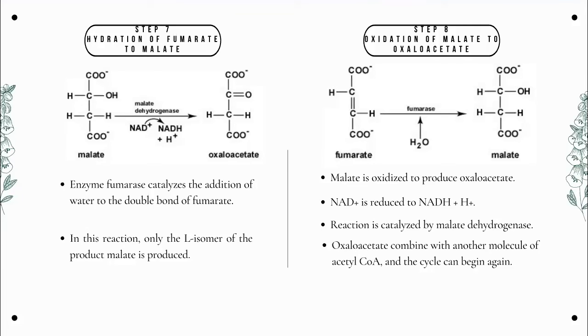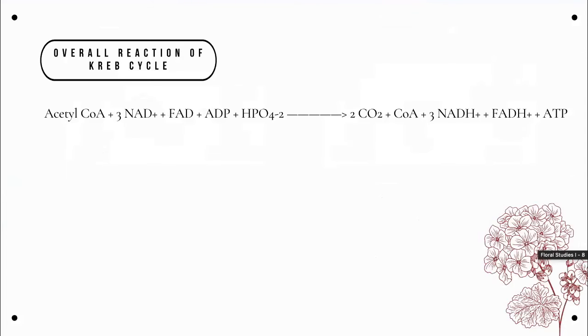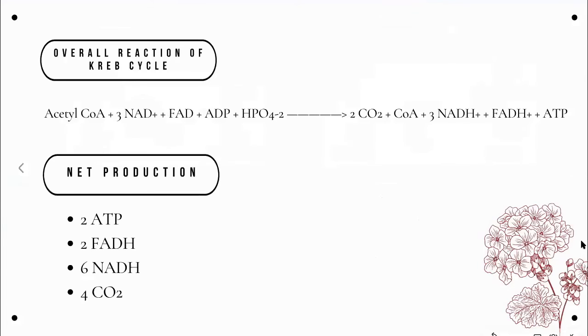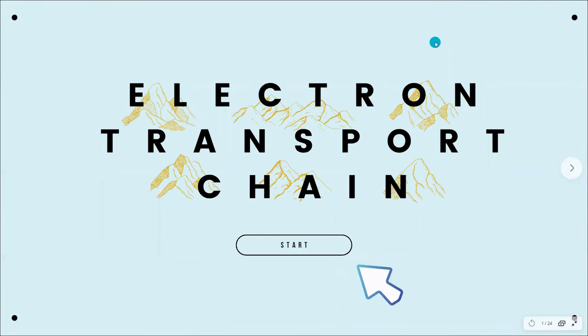Alright, so that's it for the explanation of the steps involved in the Krebs cycle. From the overall reaction of the Krebs cycle, we can see that the net products of this process are 2 ATP, 2 FADH2, 6 NADH, and 4 carbon dioxide. After the Krebs cycle, the following reaction will be the electron transport chain, which will be continued next.